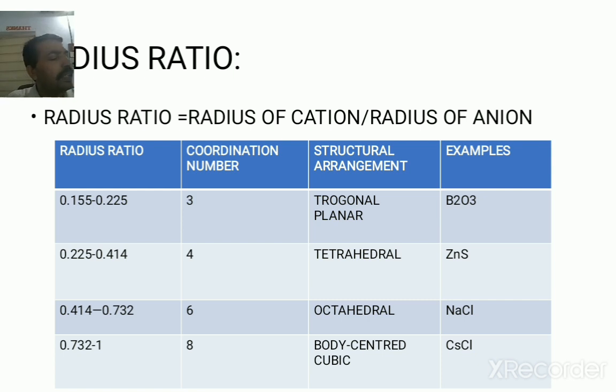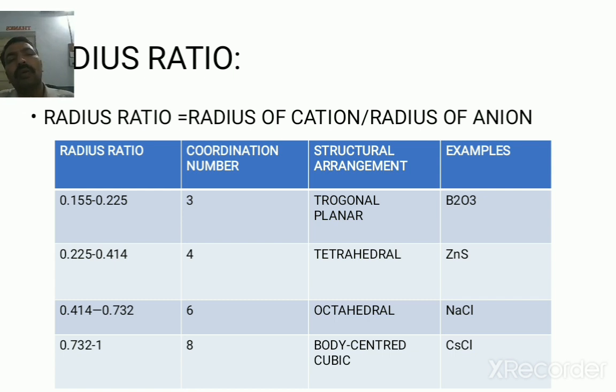Now, radius ratio. What is radius ratio? Radius ratio is very important, which gives information like the shape of the molecule, or how the constituent particles are arranged in the compound, and what the coordination number of that compound is. Radius ratio is the ratio of the radius of the cation and the radius of the anion.